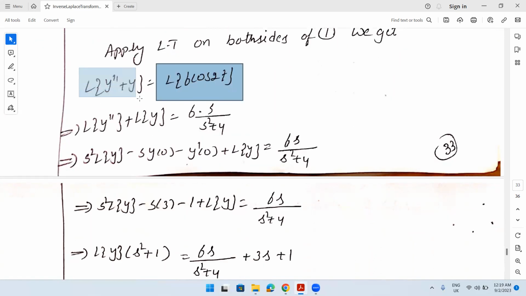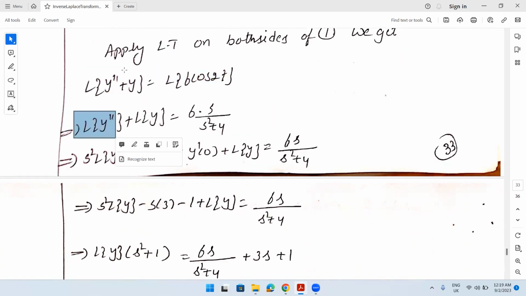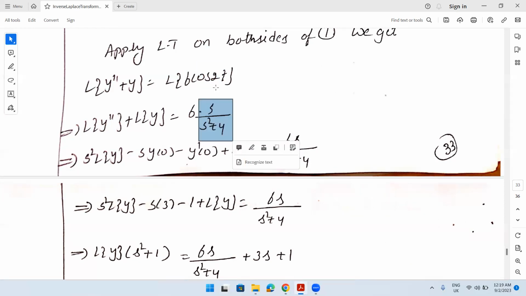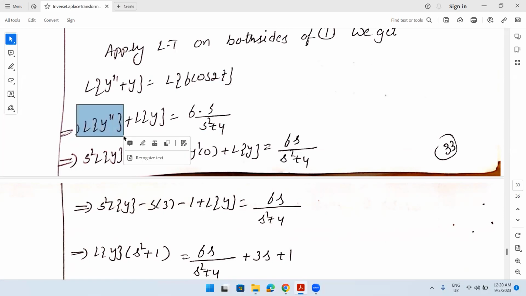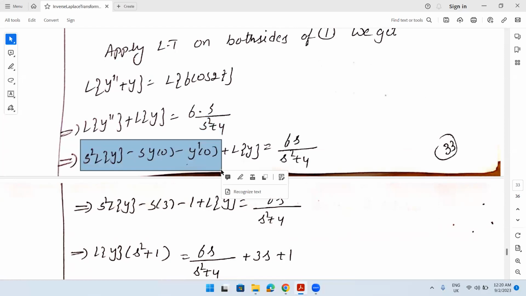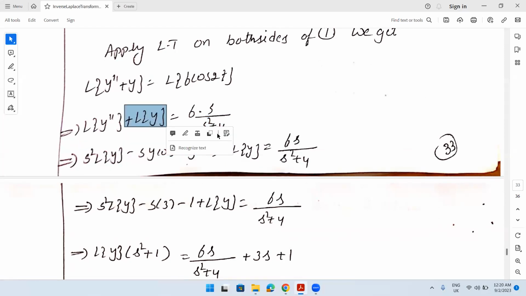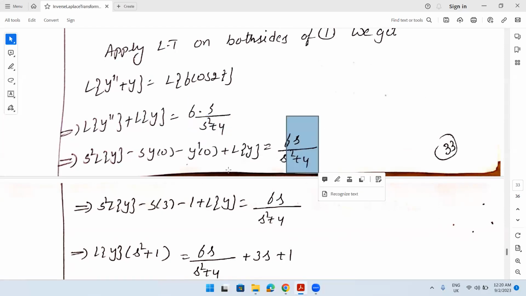Now using the linear property, L of y double dash and L of y separately, and 6 common. The Laplace transform of cos 2t is s by s square plus a square, where a square is 4, since 2 square is 4. And what is L of y double dash? Using the formula we have seen, it is s square L of y minus s into y of 0 minus y dash of 0. L of y as is, and 6s by s square plus 4 as is.